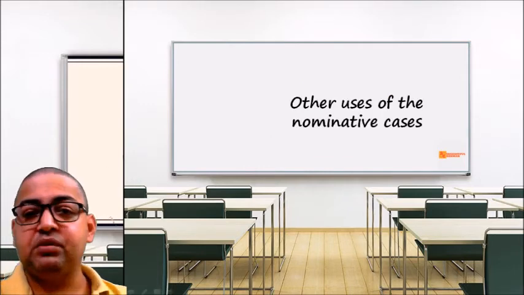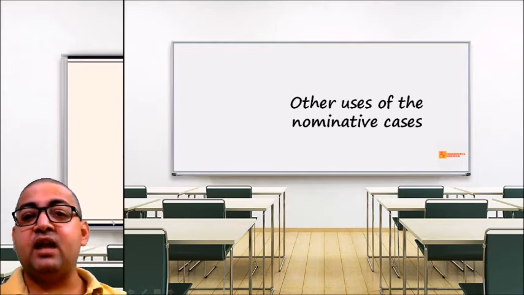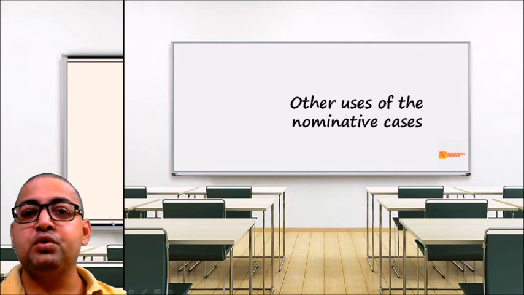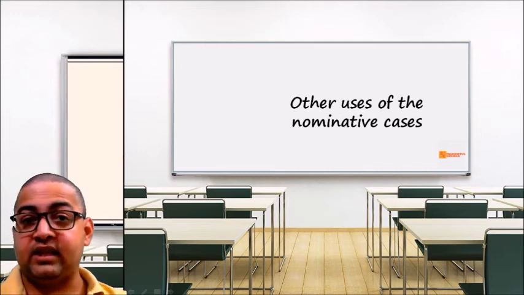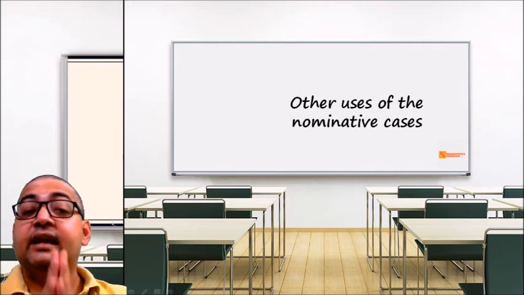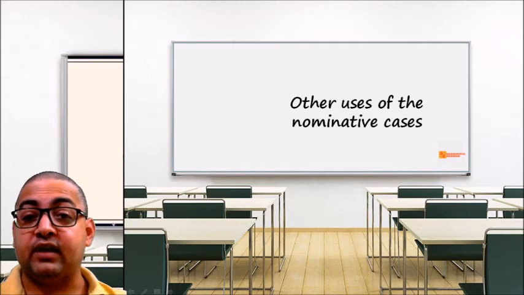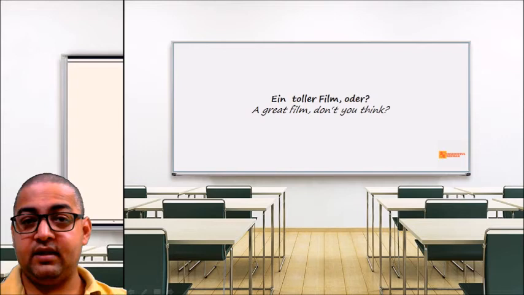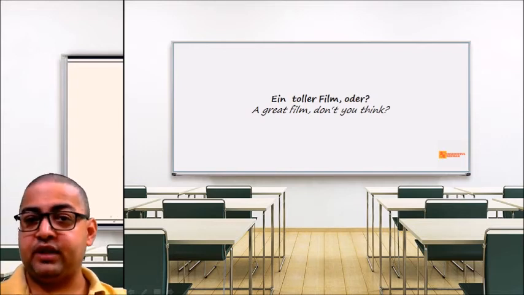So we have other uses of nominative case. A noun used in isolation, not as a part of a sentence. Isolation is assumed to be in the nominative case. Example: ein toller Film. Oder? A great film, don't you think?